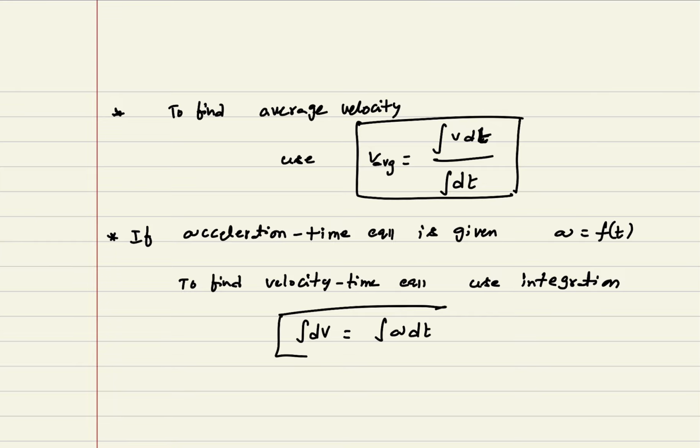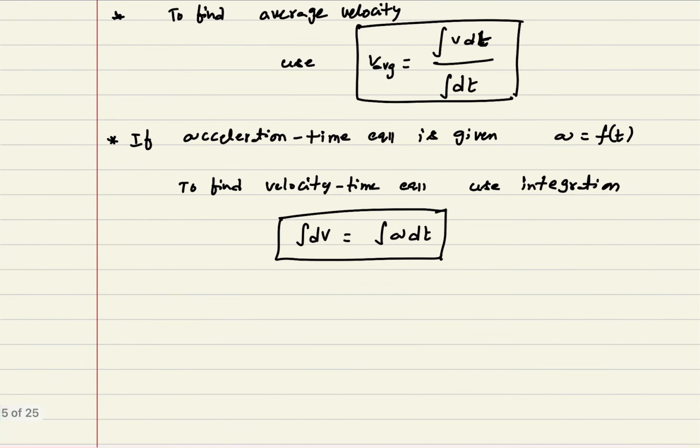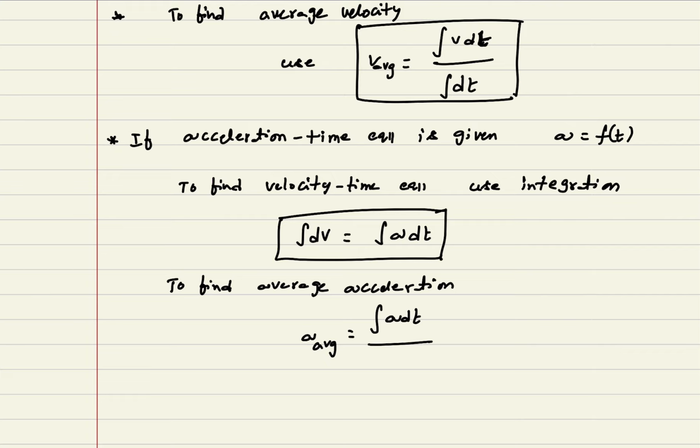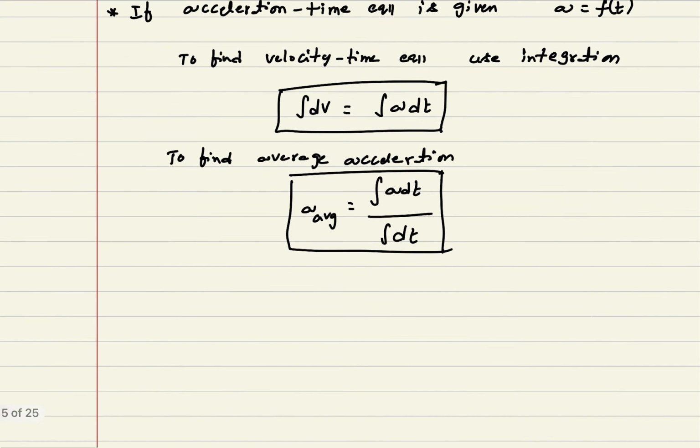I am writing integral dv is equal to integral a dt. This is a velocity time relation. Next, to find average acceleration, use general integration. Average acceleration is nothing but change in velocity by change in time taken. We can write integral a dt by integral dt. You can use this to find average acceleration.